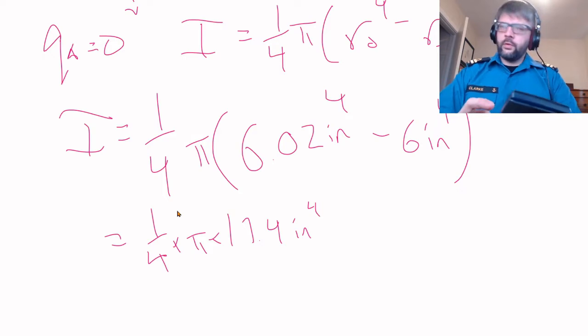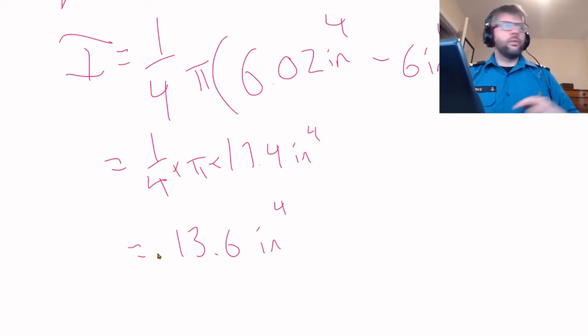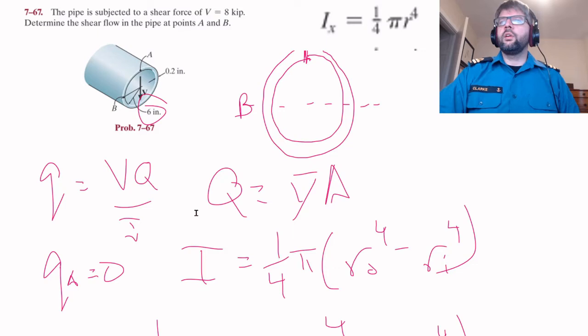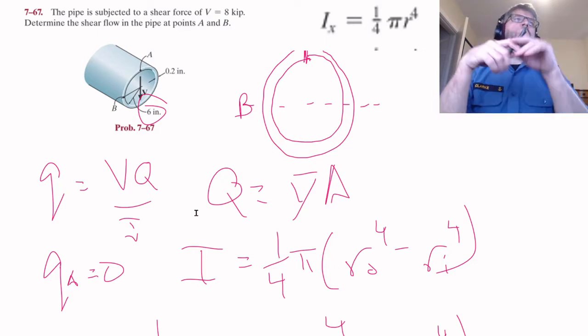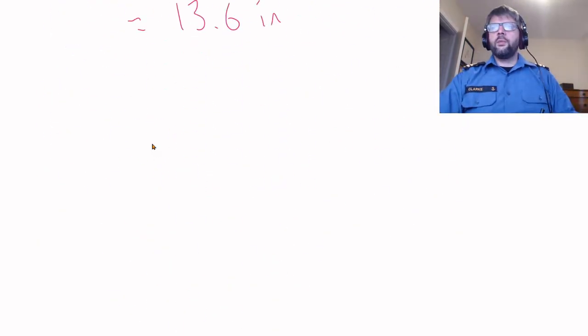So divided by 4 times 3.59, 13.64, and 13.6 inches to the 4th. That's our I. Now we need to know what our Q is there. So for the Q, we need to figure out what the centroid of this section here is.